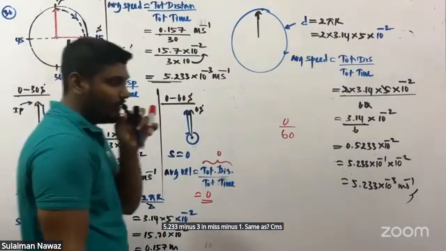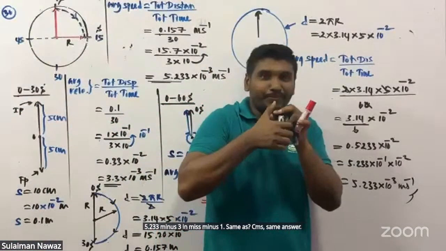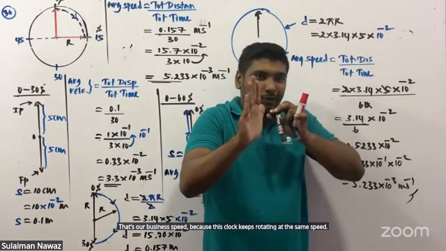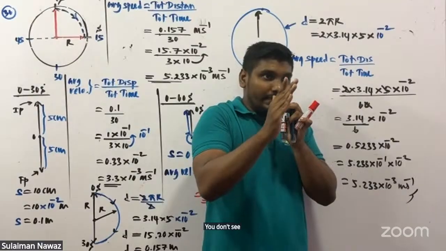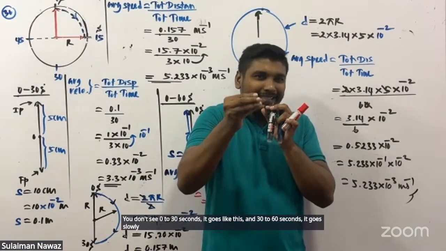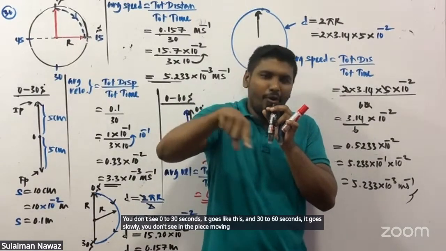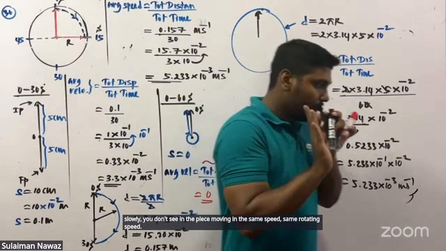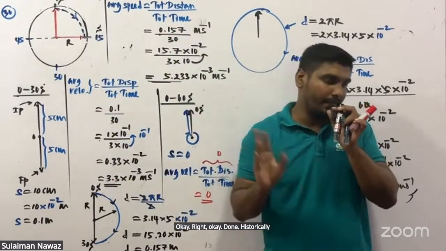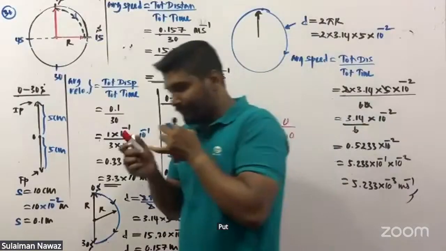That's obviously the speed, because this clock is rotating at the same speed. You don't see it going fast from 0 to 30 seconds and slowly from 30 to 60 seconds. The tip is moving at the same rotating speed. Okay, done, story clear. Now the theory part.